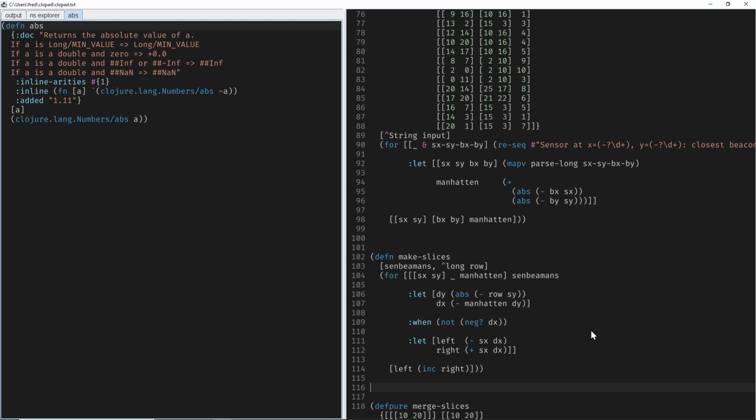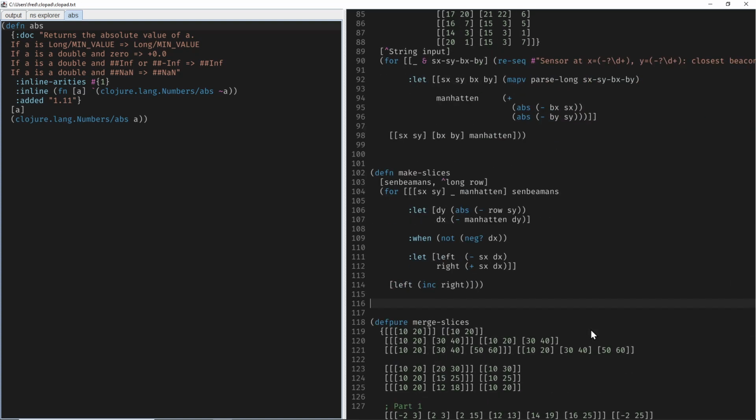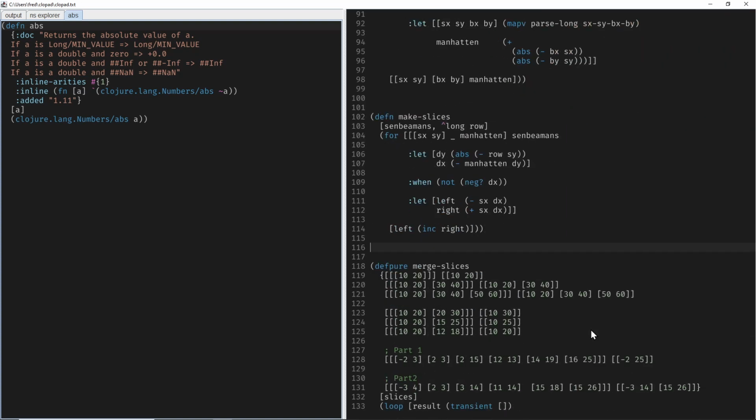Okay, now there are lots of diamonds, hence there are lots of slices in a row, and some of them overlap or are completely contained in each other. So I wrote a merge slices function. For example, a single slice can't be merged. 2 slices that don't touch each other can't be merged. 3 slices that touch each other can't be merged. And here are more interesting cases.